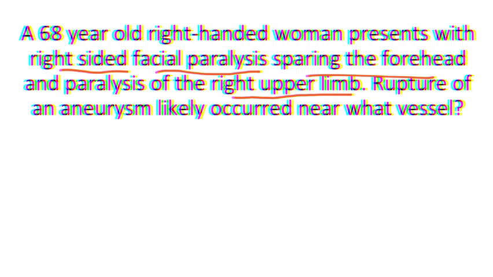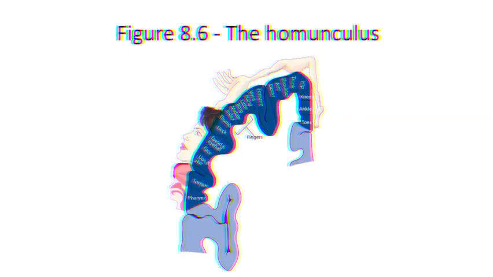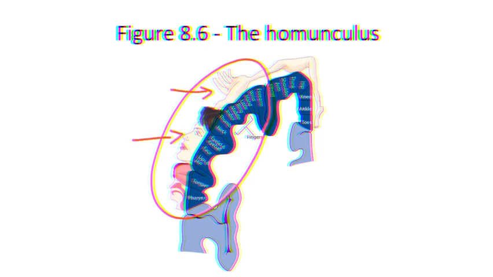Let's pull up the homunculus so you can more clearly see what's happening. This is figure 8.6, which shows the homunculus. From this image, we can see that our patient has damaged this region of the homunculus because we know that the patient is experiencing paralysis of the upper extremity and the face. Recall that the lateral portion of the precentral gyrus is supplied by the middle cerebral artery, or MCA. The question asks about rupture of an aneurysm, so with this information, we can deduce that an aneurysm originating from the MCA must have ruptured.